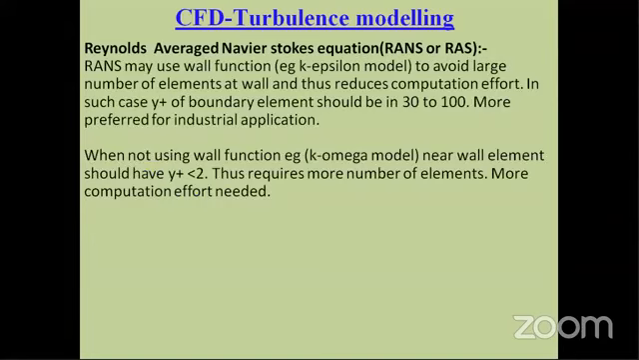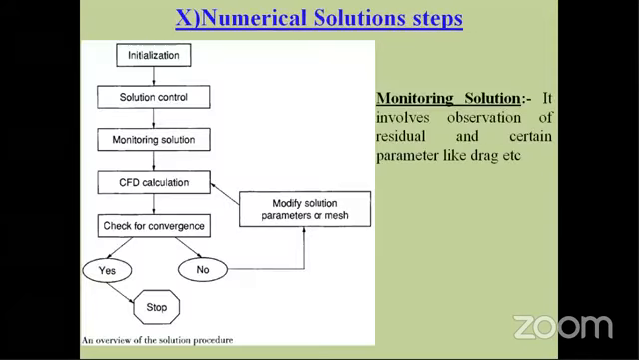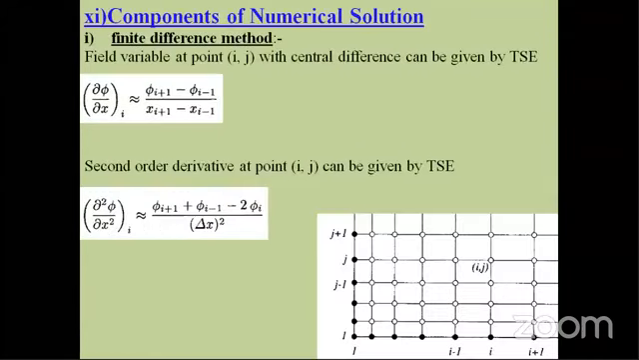Now, along with RANS, like in the K-epsilon model, to reduce the number of elements near the wall, we can use the wall function. For the wall function, there is a criterion that you have to select the element near the wall in such a way that Y plus is from 30 to 100. But for K omega, we require more cells and it requires Y plus to be less than 2. So K omega is better for turbo machines, but it requires more cells. But K epsilon is a more robust turbulence model and there are fewer chances of divergence. Okay, this is about the first PPT.